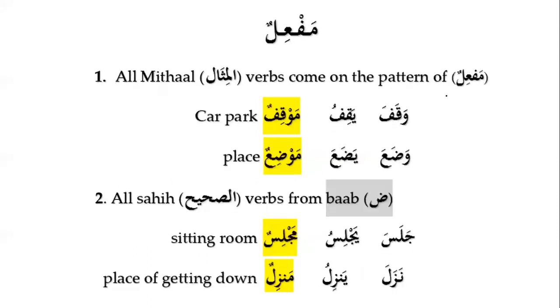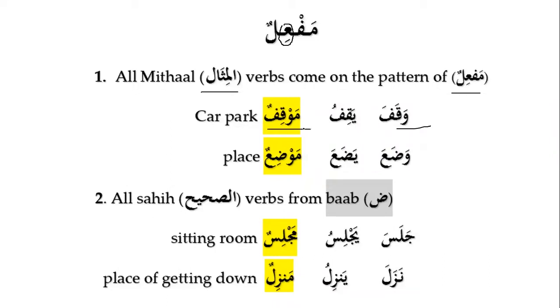Then we have the pattern of maf'ilun. As we can see here, the second last root letter has kasra. As we have discussed, naqis and sahih verbs come on the pattern of maf'alun, and all the mithal verbs come on the pattern of maf'ilun. We know that mithal means the verbs that start with waw or ya. So waqafa, yaqifu, and mawqifun.